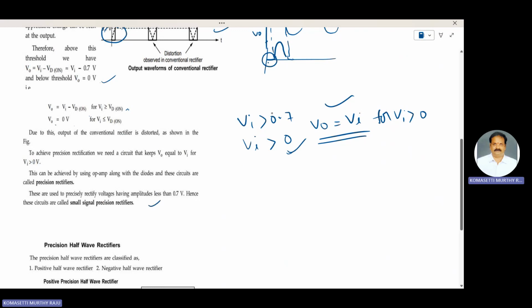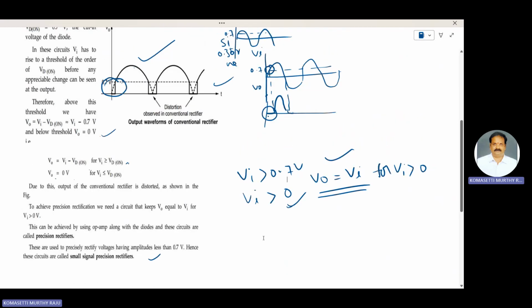In conventional voltage rectifiers, rectification is done only when Vi is greater than 0.7 volts. In the case of precision rectifiers, the threshold voltage is reduced from 0.7 volts to 0 volts. These are used to precisely rectify voltages having amplitude less than 0.7 volts. Hence, these circuits are called small signal precision rectifiers.